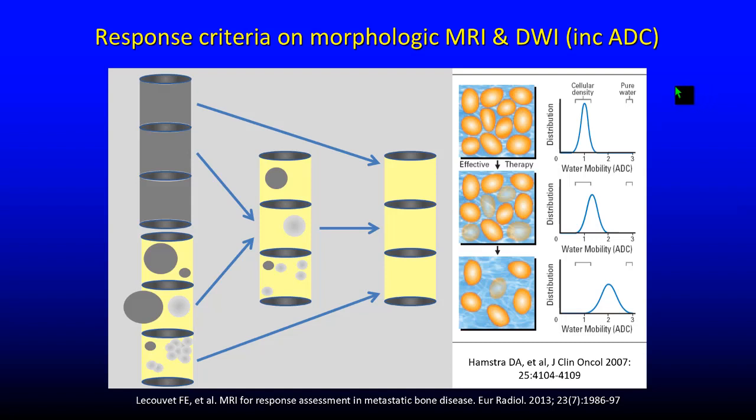Similarly, we've had to develop criteria for response. Again, we were able to take pictures and convert those into criteria, and interestingly this time, we have included ADC changes. So the delta ADC, the change in the ADC value, is now emphasized as a new criterion for response assessment in bones.